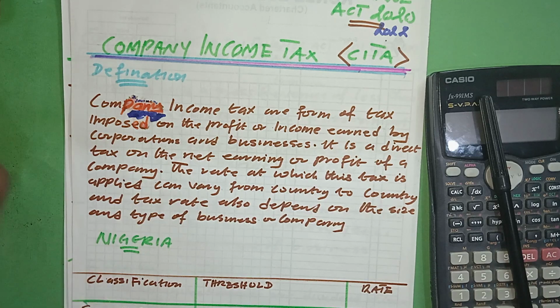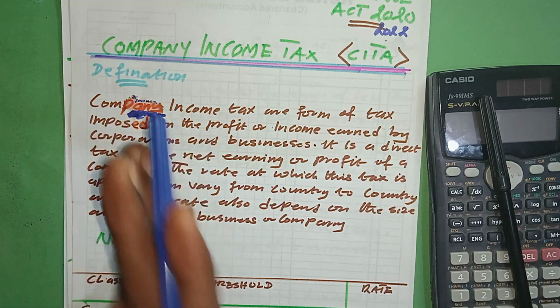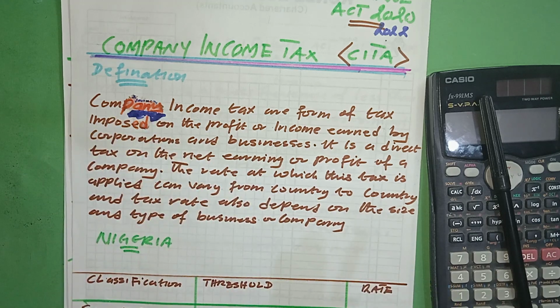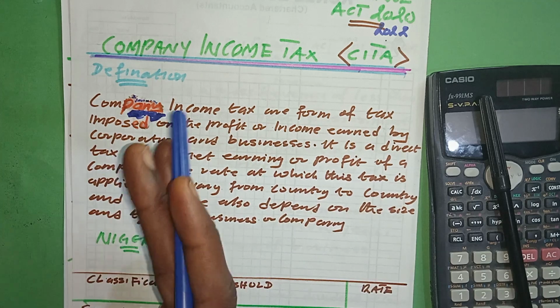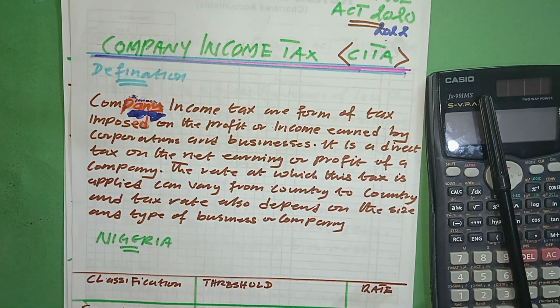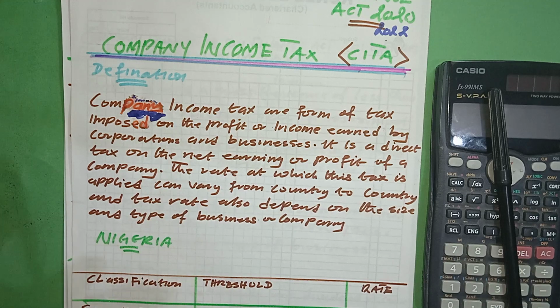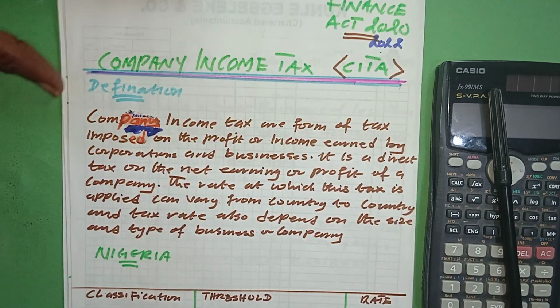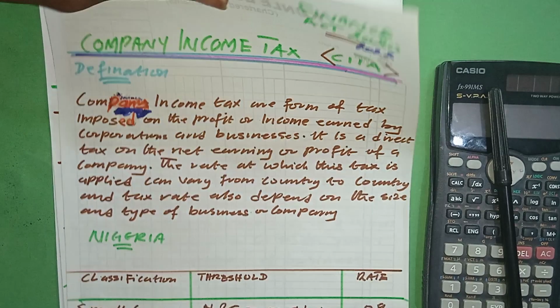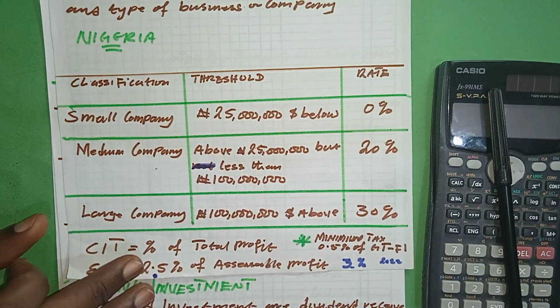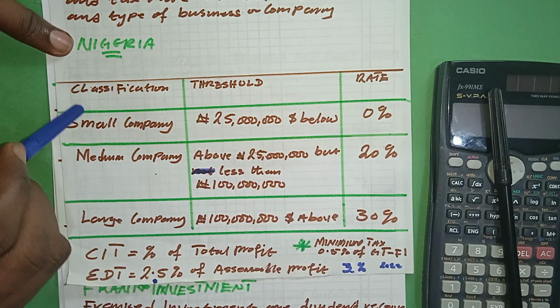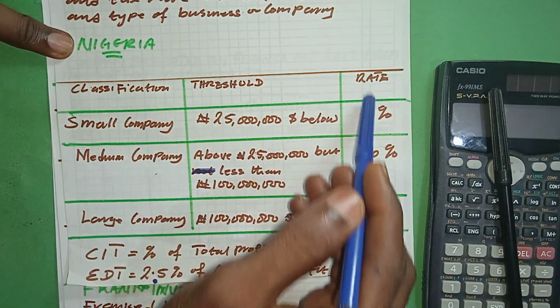Now, the way Nigeria operates its own is different from the way other countries operate theirs. The rates are never the same from country to country. The mode at which they apportion the tax rate to each of their businesses differs from country to country. They make it in such a way that it suits their economy. Now, for Nigeria, this is what they came up with: the classification, threshold, and the rate.